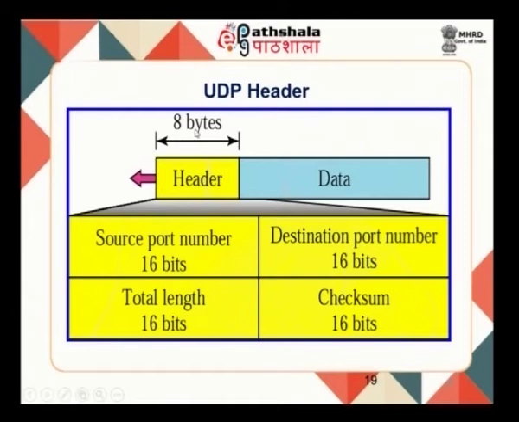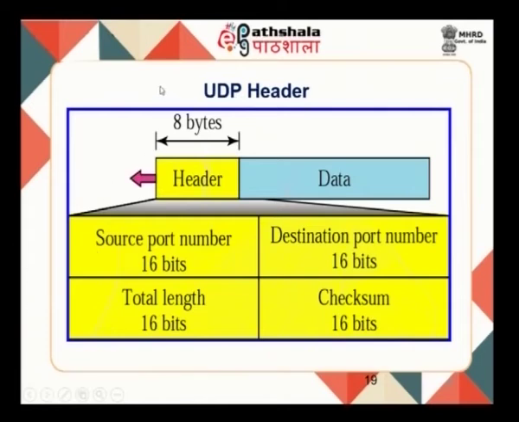If you look at the UDP header, you find that it is a very simple header. It has 2 words of 32 bits each, so the header is 8 bytes. You have a source port number of 16 bits and a destination port number of 16 bits. These two pieces of information are required for doing the multiplexing and demultiplexing operation. Then there is a total length field of 16 bits and a checksum field of 16 bits. This is all we have for the UDP header.